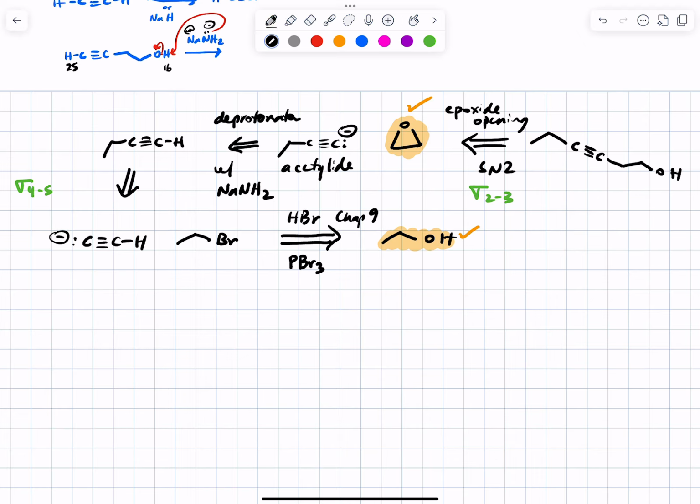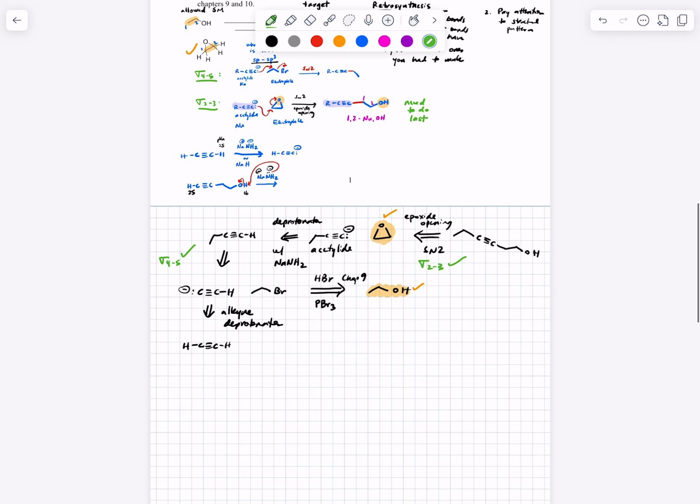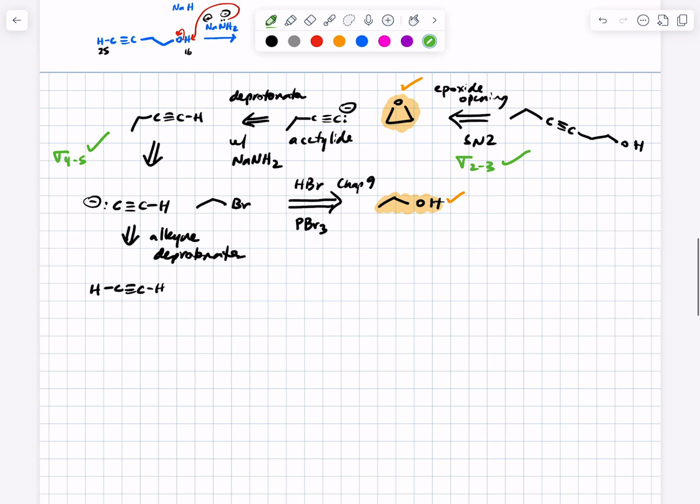Now we have to think, how do we make the alkyne? Of course, making that acetylide ion, we can do alkyne deprotonation, and that's going to get us here. So that's the last 2-carbon chunk we have to worry about. We've made the 2 carbon-carbon bonds. Now we have to figure out, where did we get that alkyne from?